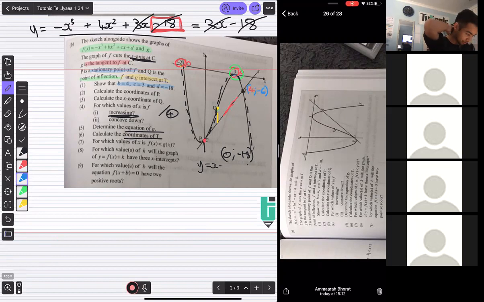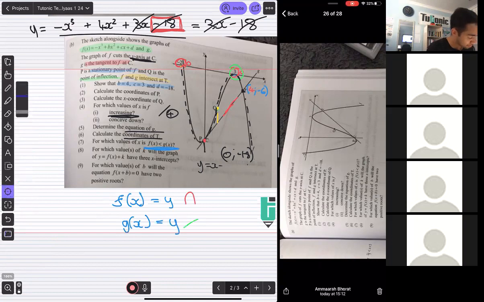And then for which values of x is f of x smaller than g? This is a question I've noticed students often struggle with. All it's saying, so what is f of x? It's the y value, right? And g of x is the y value of the straight line. So this is the parabola, this is the straight line. They are asking you, where is the y value of the parabola smaller than the y value of the straight line?